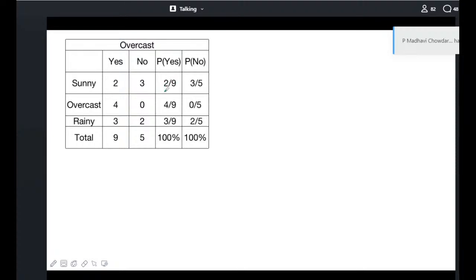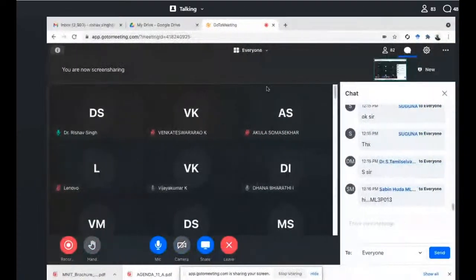So we got the probability of sunny, that is 2 by 9, when the matches were played when it was sunny. Then for the overcast, we get 4 by 9. That means when it was overcast 4 times, the probability is 4 by 9. Then when it was overcast, there was not a single time when the match was not played, so you get 0 by 5. Okay, does it look simple till now? Is it clear, guys?